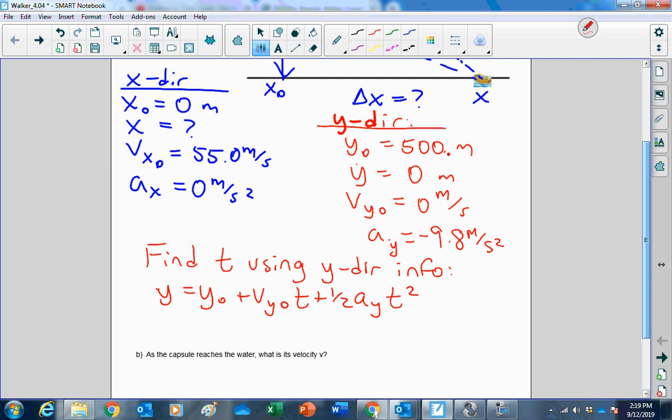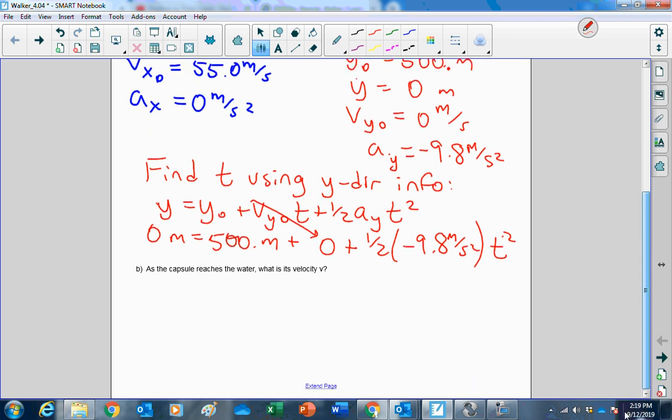And then I'm gonna go plugging and chugging here with the information I have. This whole term, 0 times time, is just going to be 0. And then I've got my usual 1/2 at squared stuff over here. I'm going to have to skip this question and save that for later.